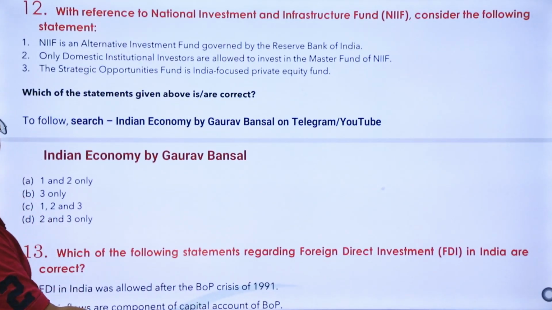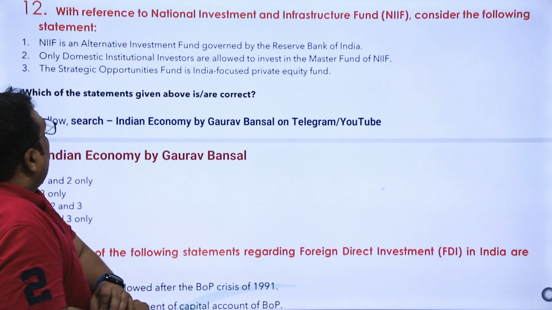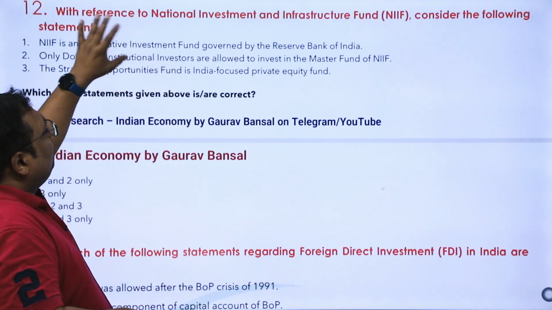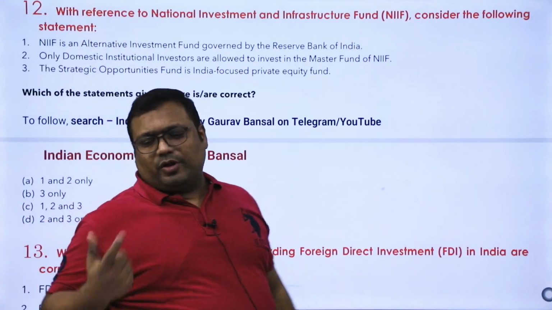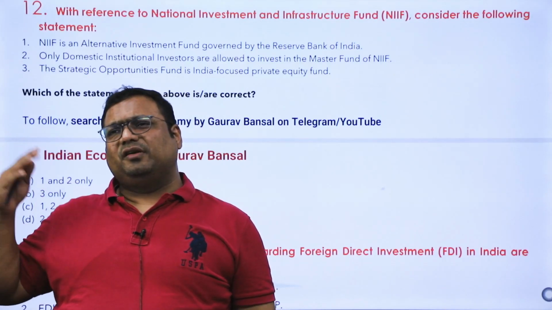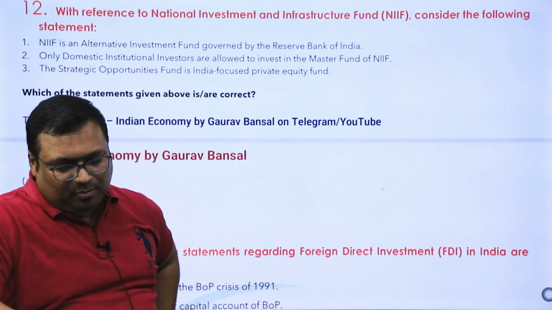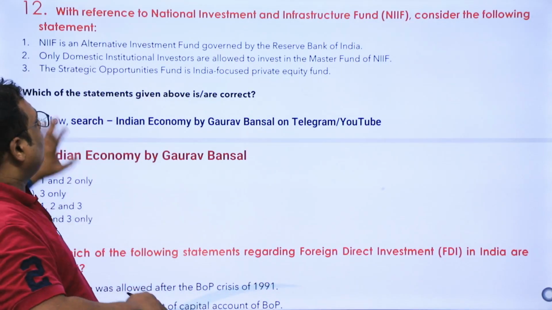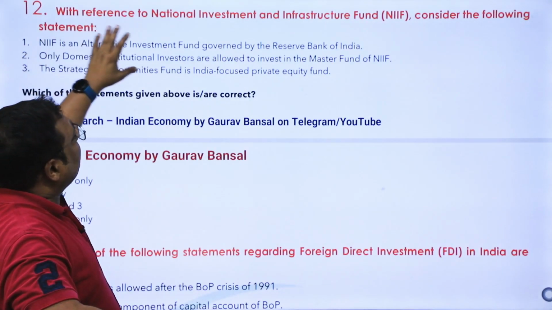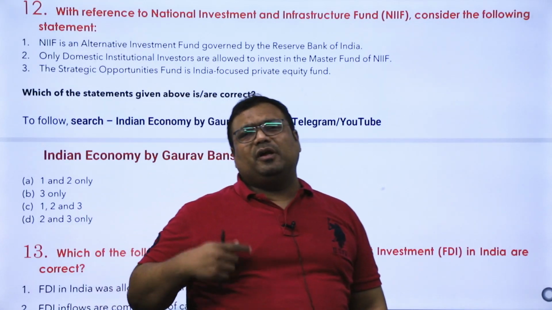Question 12, with reference to National Infrastructure and Investment Fund, consider the following statements. It is an alternate investment fund governed by the RBI. RBI will never govern any such fund, by the way. RBI is not looking into the capital market, and whenever we talk about any fund, whether it is a fund of bonds or a fund of stocks, it is always about the capital market, and it is SEBI which deals with the capital market, not RBI. So it can't be RBI logically. Second, only domestic institutions and investors are allowed to invest in the master fund of NIIF. This is wrong, because Abu Dhabi has already invested.